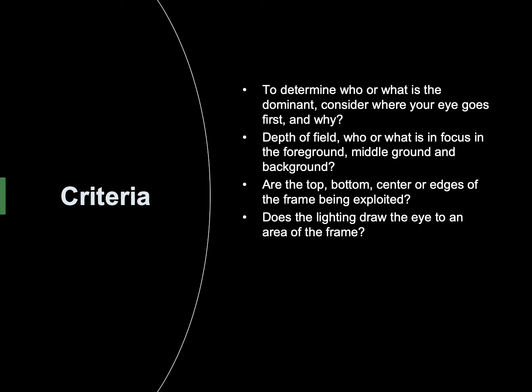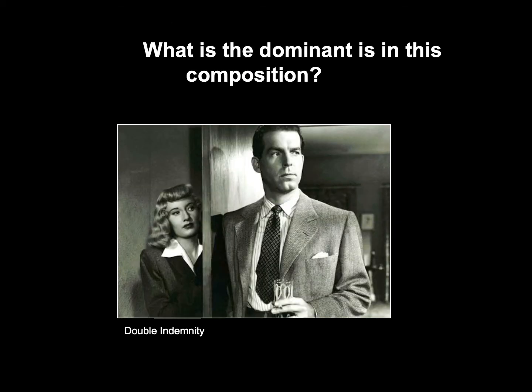Let's determine who or what is the dominant in the composition I'm about to show you. Consider where your eye goes first and why. Look at the depth of field. Who or what is in focus in the foreground, midground, and background? Are the top, bottom, center, or edges of the frame being exploited? And does the lighting draw the eye to an area of the frame? What is the dominant in this composition?